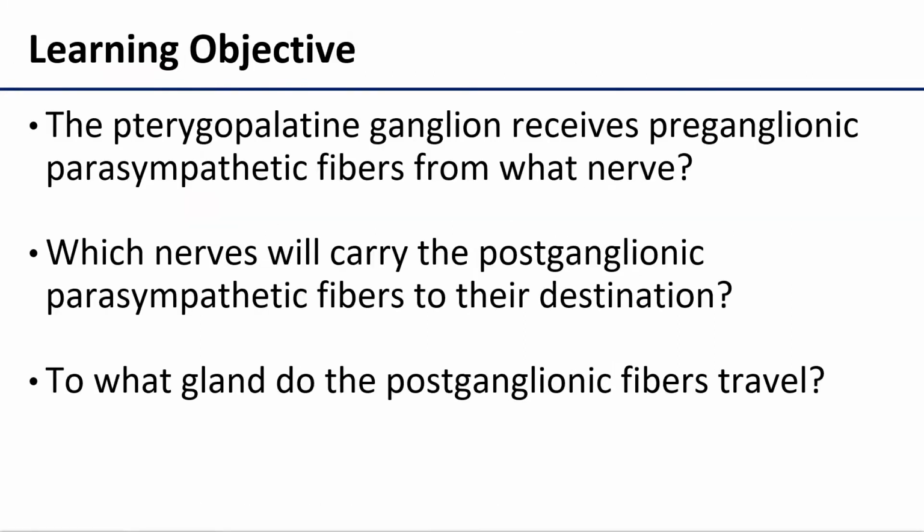Our objectives here are pretty straightforward. We're going to talk about the origin and preganglionic route of parasympathetic fibers to the Pterygopalatine Ganglion, and then trace their postganglionic pathways hitchhiking with the branches of the maxillary nerve and out to the glands that are innervated by them.